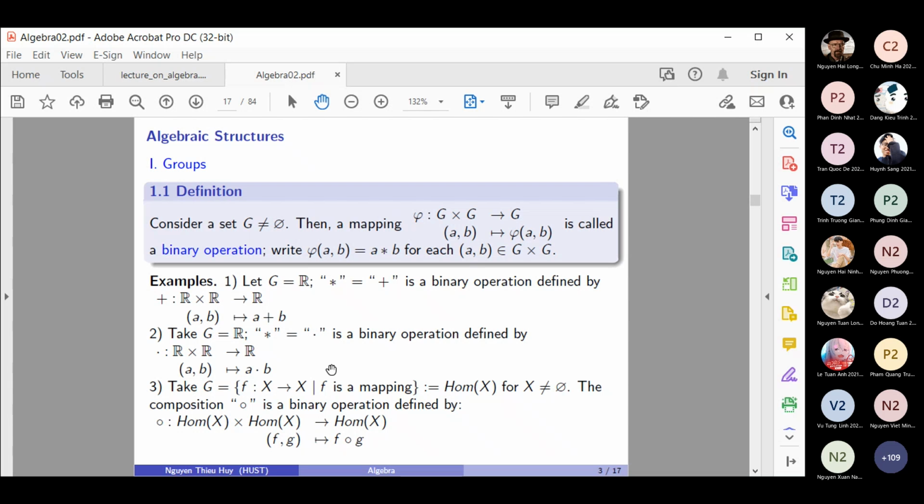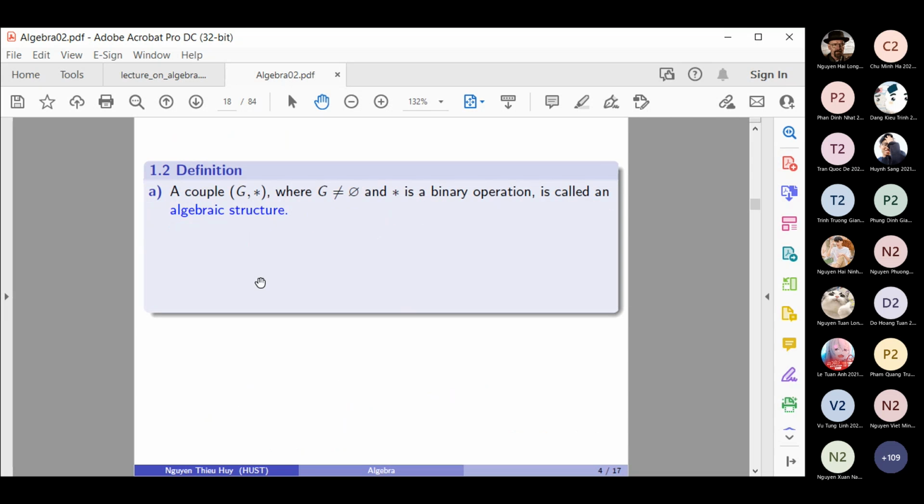So we want to collect such properties in a new setting, in a general case, not only in these concrete cases of addition, multiplication or composition, but we want to define a general case, and you have the following name. So I define, of course, a couple (G, star), where G is a non-empty set and star is a binary operation. Such a couple is called an algebraic structure.